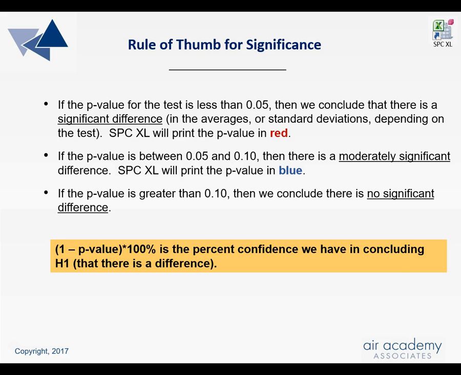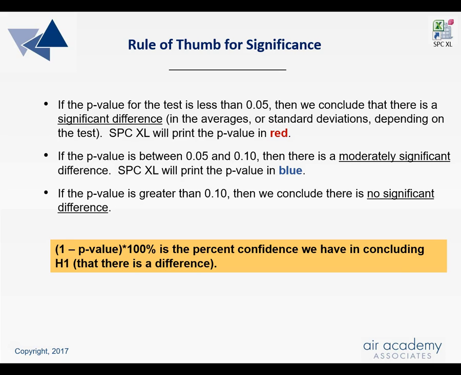Fortunately, we have a rule of thumb for significance that states if the p-value for the test is less than 0.05, then we conclude that there is a significant difference in the average or the standard deviation, depending on the test. And if the p-value is less than 0.05, SPC Excel will print the p-value out in red. So it'll be right there in front of us, standing out. We won't be able to miss it. If the p-value is between 0.05 and 0.10, then there is a moderately significant difference. SPC Excel will print these p-value ranges in blue.